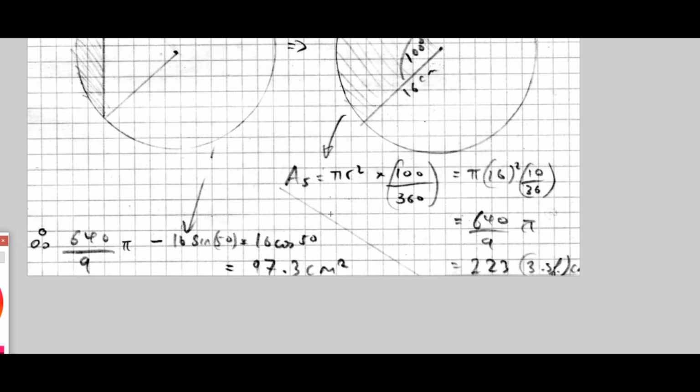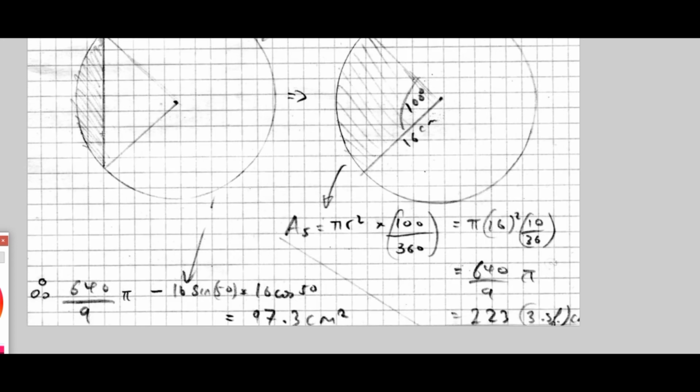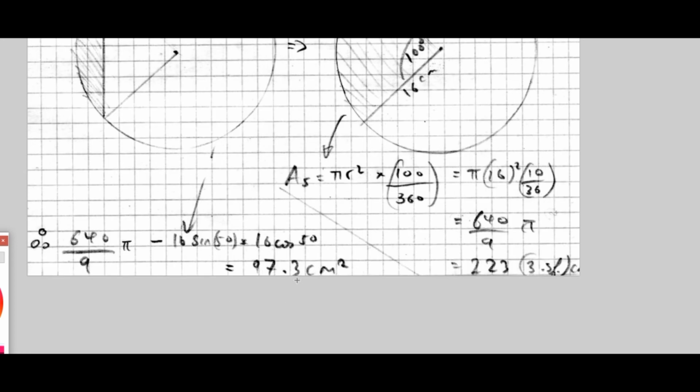It's a quick recap. Finally then, we can do 640 divided by 9 pi, which was the area of the sector. What we wanted divided by the whole, 360, gave us that here. And since we now have this, it's a very strange shape that just occurred. Since we now have that, we can take it away from this, leaving us with just this area, because we've removed this triangle from this, leaving us with just this lovely shaded area here, which comes out as around 97.3 centimeters.